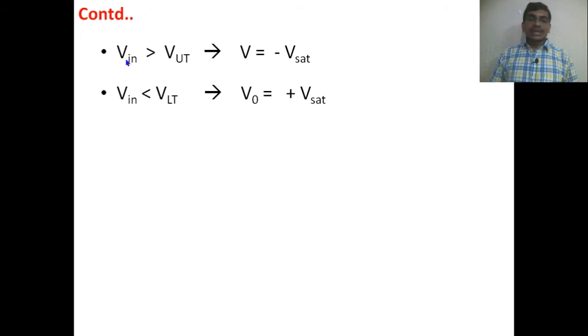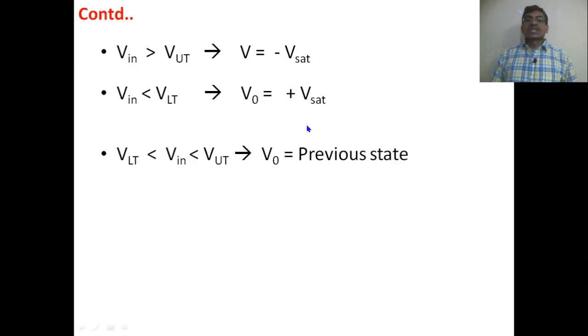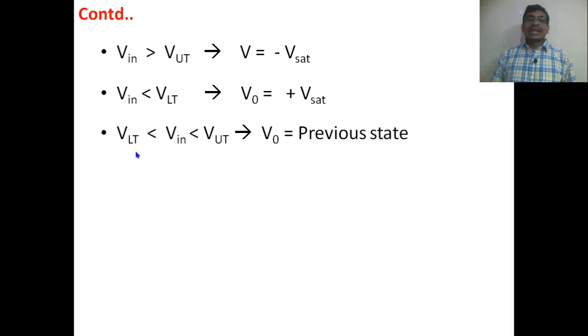If the input voltage is greater than the upper threshold voltage, then only the output voltage will be switched to minus V saturation. If the input voltage is less than the lower threshold voltage, then only the output will be switched to plus V saturation. When the input lies between the lower threshold voltage and upper threshold voltage, that is VLT less than Vin less than VUT, then V naught will remain in the previous state, whatever state it was, that will be maintained.